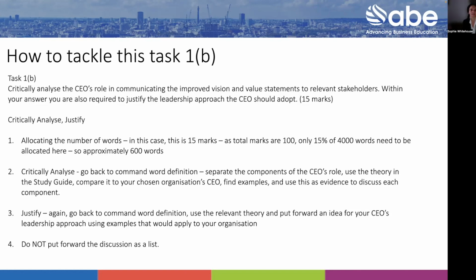So 1B then says critically analyze the CEO's role in communicating the improved vision and value statements to relevant stakeholders. Within your answer, you are also required to justify the leadership approach the CEO needs to adopt. Okay, so we've identified the command words, critically analyze, justify. Number 1, we allocate the number of words, 15%, about 600 words. Again, I wouldn't go over 660.